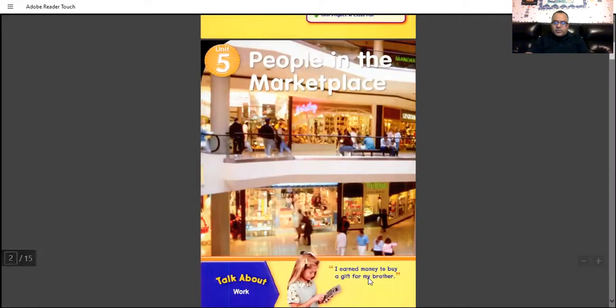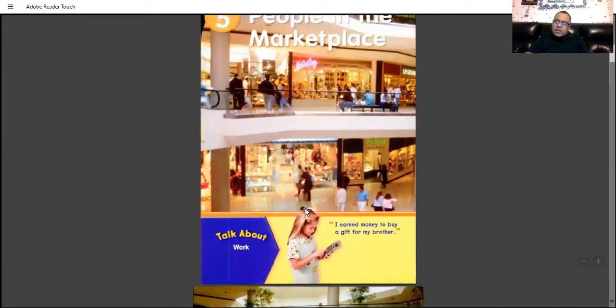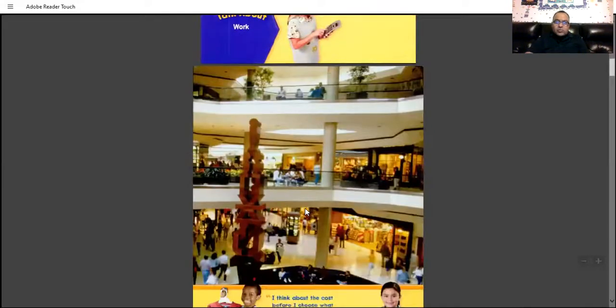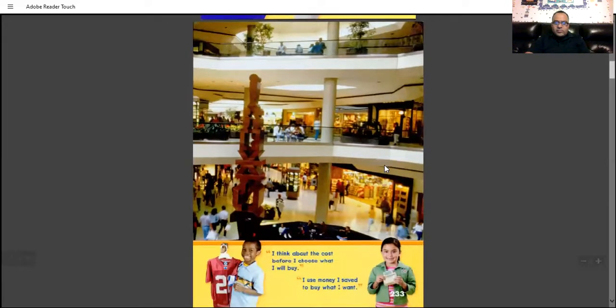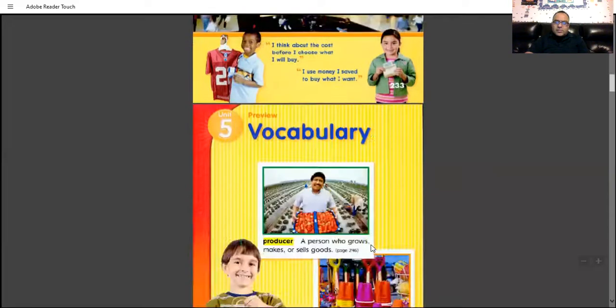Think about it. I earned money to buy a gift for my brother. How did she earn money and what did she do with it? That's what it's all about. How do we make the money and how do we spend it or save it? I think about the cost before I choose what I will buy. I use money I save to buy what I want. It's all about buying or saving things.